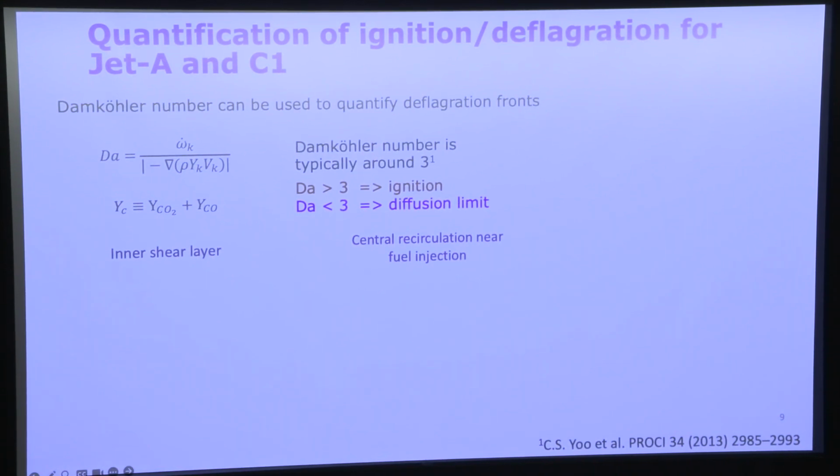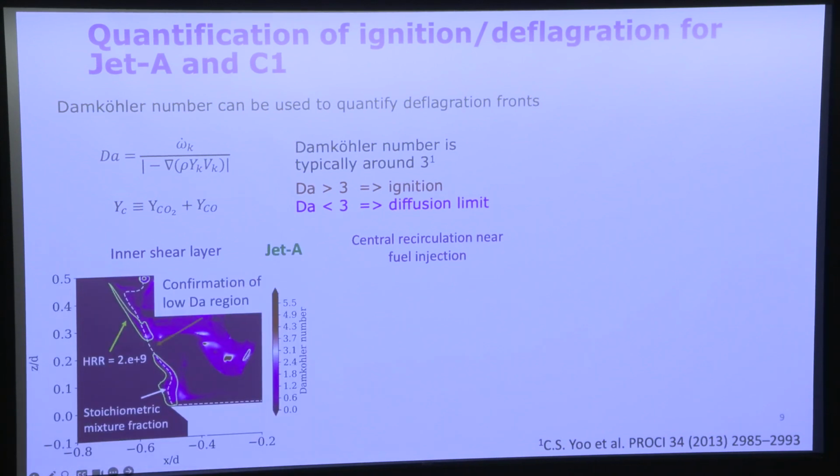And it's been shown before that the Damköhler number is typically around 3 or 4. If it's greater than that, it is indicative of the greater significance of reaction rate compared to diffusion and representative of autoignition, whereas if Da is less than that value, it's diffusion limited, and so it's more representative of a diffusion flame or premixed flame.